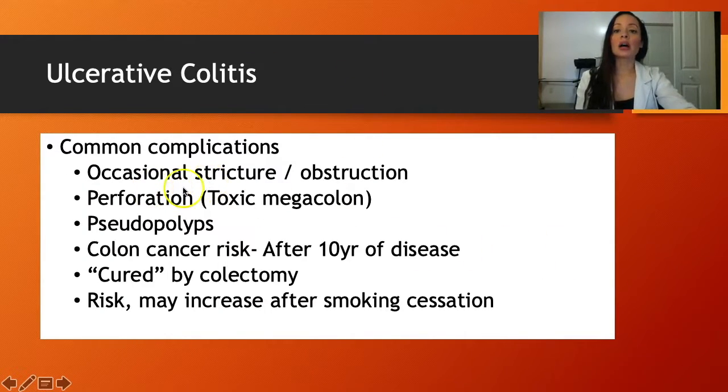Complications of UC: occasional stricture, obstruction, toxic megacolon, perforation of that, pseudopolyps, and colon cancer risk after 10 years of disease. Now with UC, it can be cured with a colectomy. So if they take out that part of the bowel, technically they are cured and it won't reoccur. Whereas with Crohn's, they are not cured ever. Risk may increase after smoking cessation. So for reasons that they're not really sure of, with UC, smoking actually has a protective factor against UC.